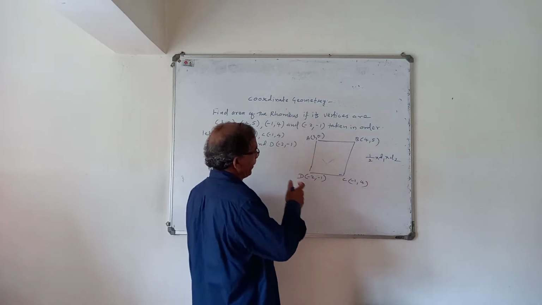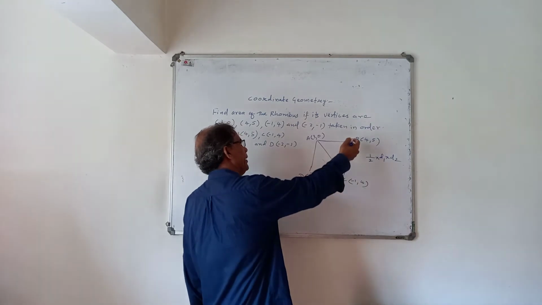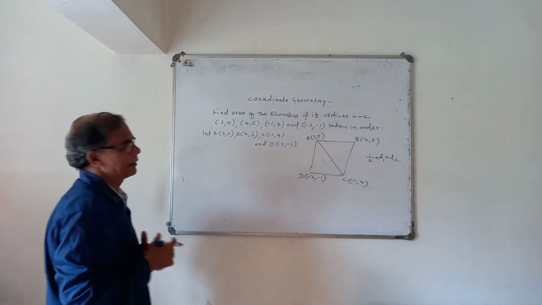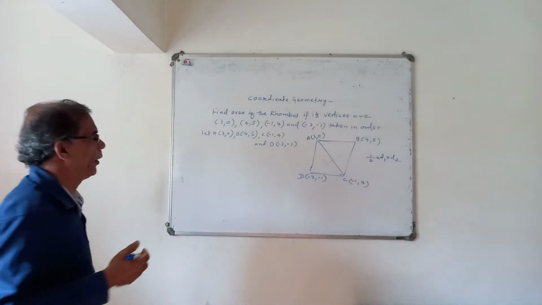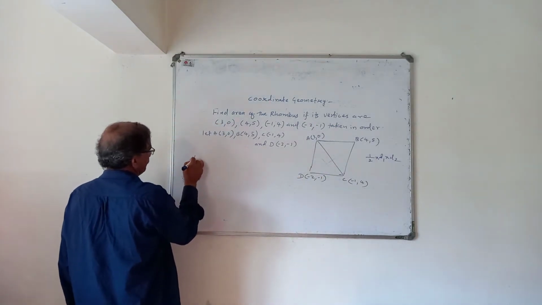Now, length of diagonal means what? This is distance AC. Length of other diagonal BD means what? Distance BD. And how to find distance? That we know. To find the length means to find the distance between 2 points. Now, let us find length AC or distance AC.